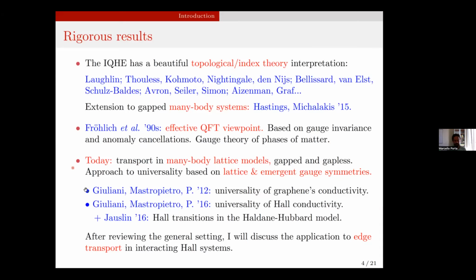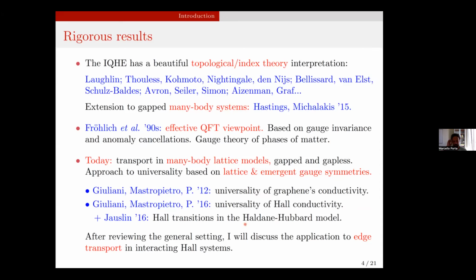So here I'm mentioning works which are relevant to what I briefly introduced now. With Giuliano and Mastropietro, we in fact proved the universality of graphene's conductivity for short-range interactions. And then again, with Giuliano and Mastropietro, we also obtained a proof of quantization of the many-body Hall conductivity by actually showing that it's universal, so in particular, interaction independent. And this has also been extended in collaboration with Ian Joustlin to the case of studying the topological phase transition between different Hall phases in a specific model.